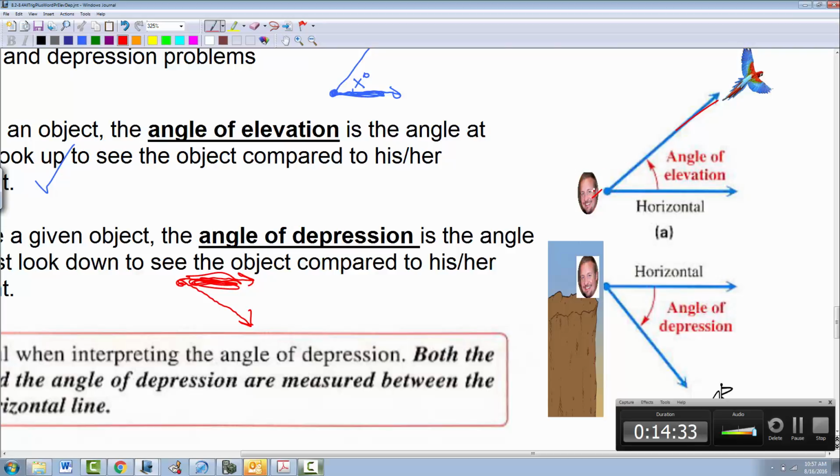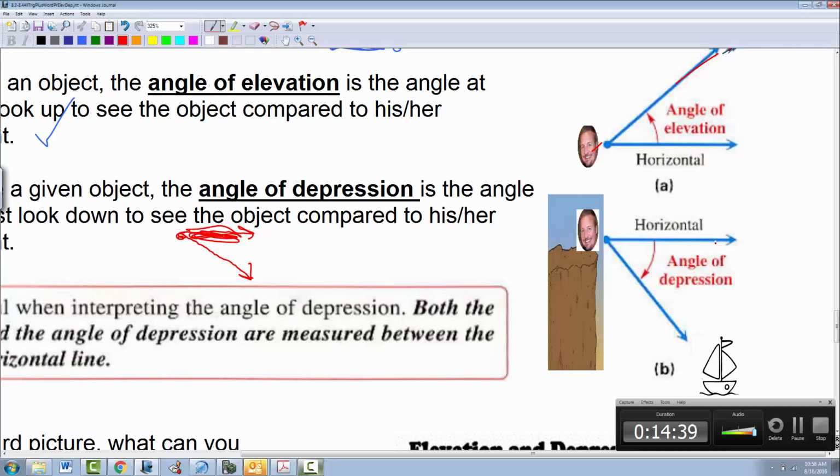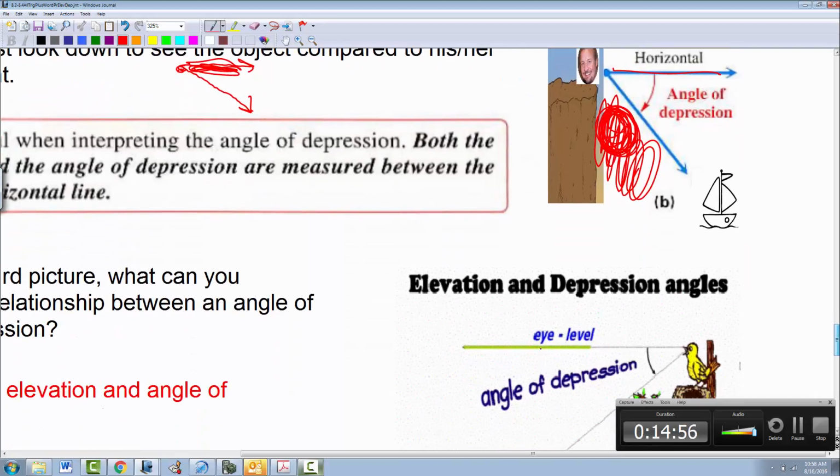I had a bigger picture in another set of notes. And then here's me looking down to a boat. Horizontal is the key. This is not an angle of depression. This is the biggest mistake ever made. It's not the line of sight looking straight down. That's bad. Don't ever do that, okay? And that's all I can say about that.